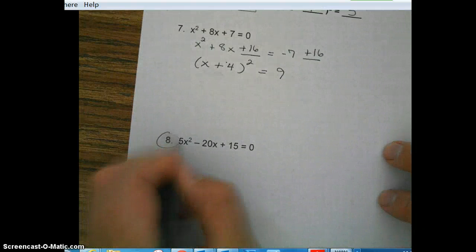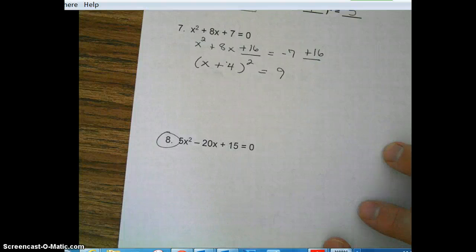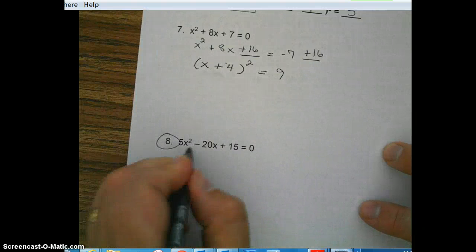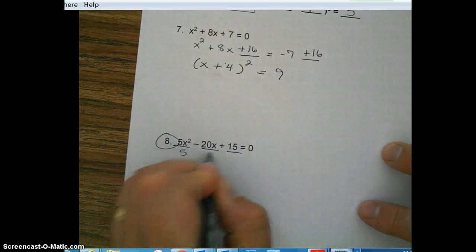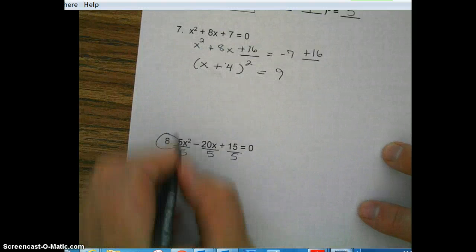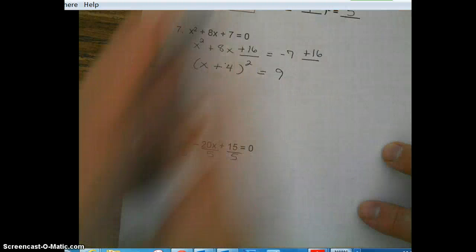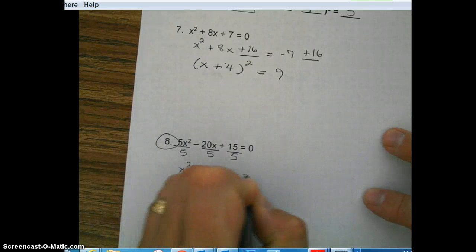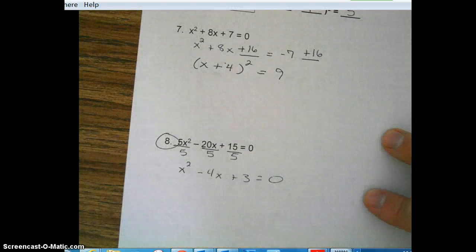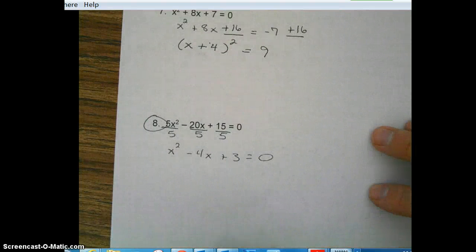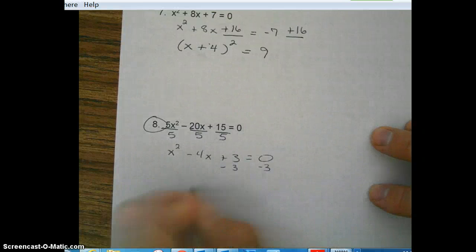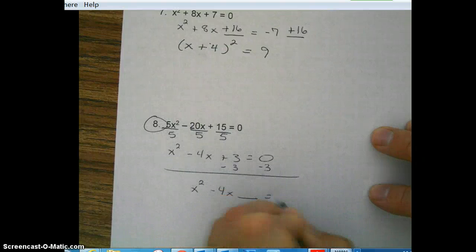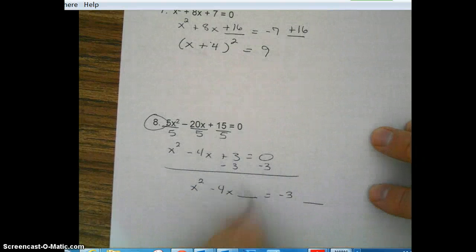Right. Number 8. What do you notice? Everything's divisible by 5. I'm going to do it right off the bat. I know up here they did it after we moved the constant, but I'm going to do it right away. Now I'm going to move the constant, because that's just the way I want to do it. Don't forget to leave the space. We're completing the square, making this into a perfect square.